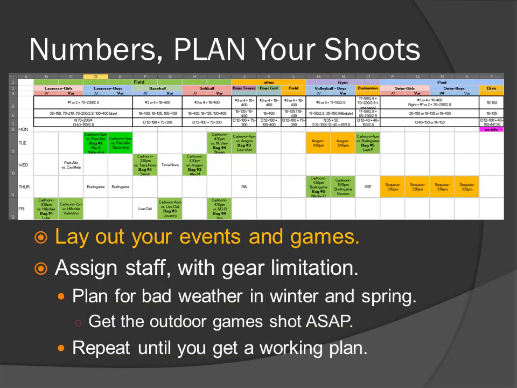So how do we figure this out? Plan your shoots. Make a calendar such as this one. In it, you will lay out your events and games. Highlight the ones that are your home games. For example, on this picture, everything in green are home games. The ones in orange are nearby away games. The ones in white are distant games. The idea is, most of the time you will be shooting home games and occasionally your nearby games.